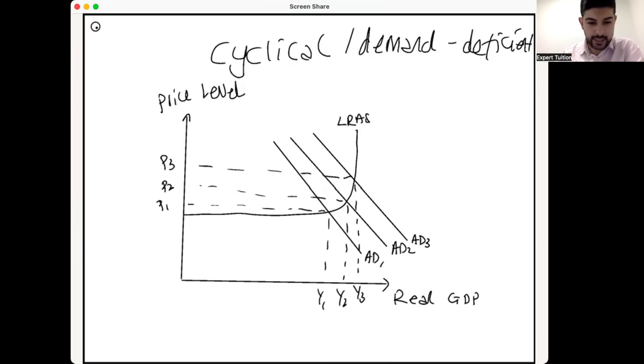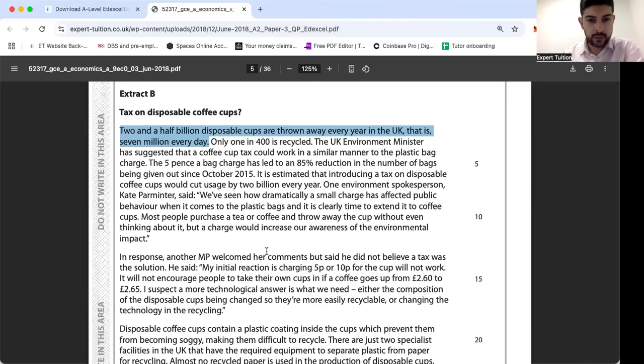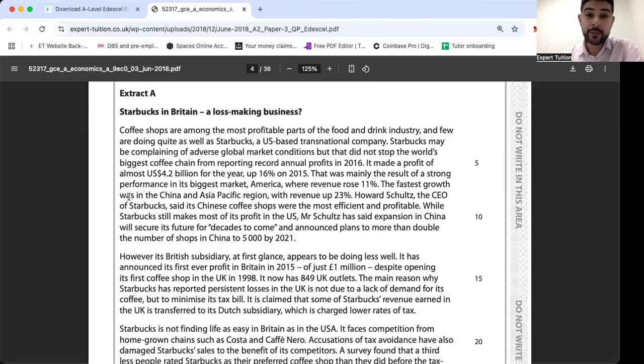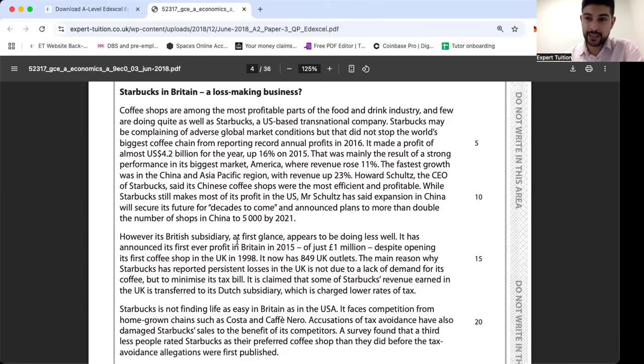And one of the data sets, I will show you guys to kind of give you a clue. One of the data sets is all about Starbucks and whether they're actually a loss-making business. So it basically explains in the data that Starbucks have paid practically no tax. There's a process called transfer pricing where they move their profits to a country where taxes are much lower. So it looks like they're loss making in the UK.